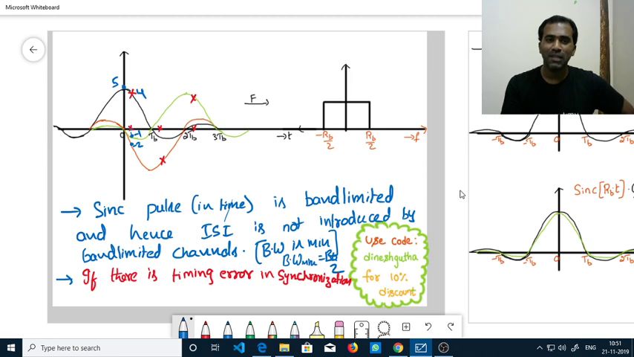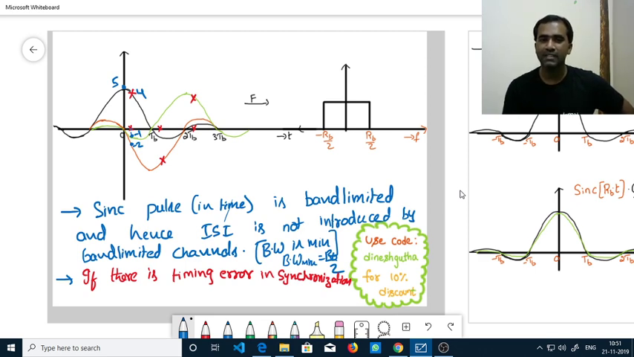Along with noise, you may receive that +1 as a negative value also sometimes because of noise. Right? So you are supposed to receive a positive voltage, but you may, with more probability, receive a negative voltage because of noise. So here ISI is being introduced because of timing synchronization.